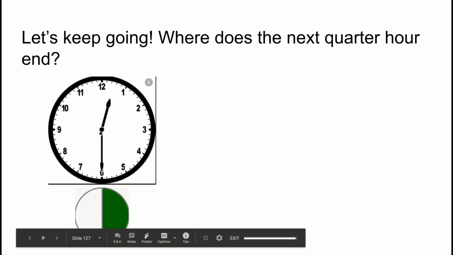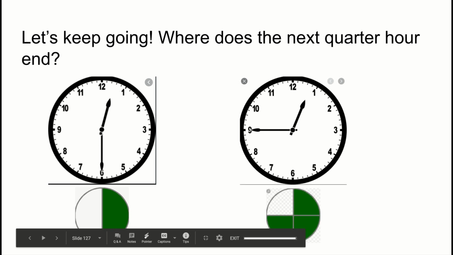Let's keep going. Where would the next quarter hour end? Where would the minute hand go? It would go to the 9. And then we would have 3 quarters past the hour, because 3 quarters are colored in. Do you see how a clock can often have the same language that we use for fractions?